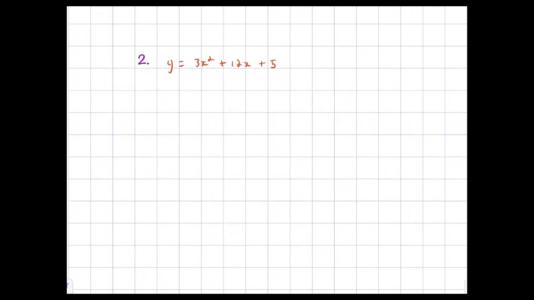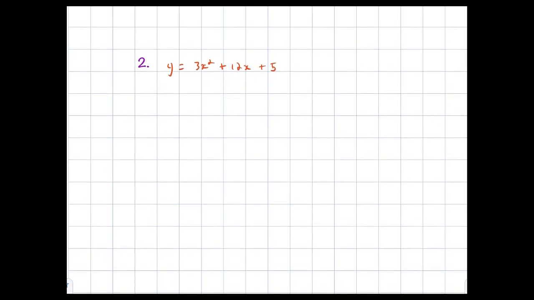Okay. Second one. Now we have y is equal to 3x squared plus 12x plus 5. I thought I made this one negative. I hope the third and fourth one are negative. I'm pretty sure they are. If not, we'll make up a -1.